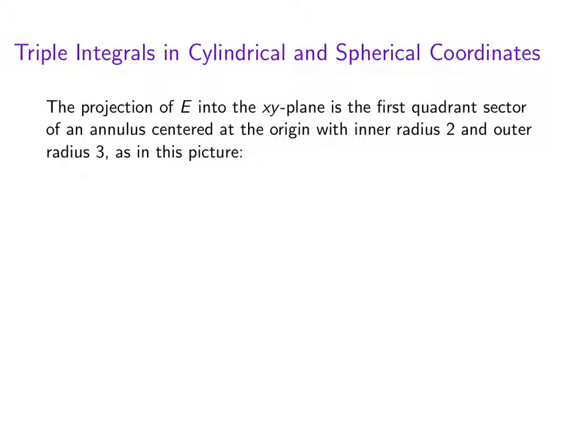Let's take a look at the projection of E into the xy plane. It's going to be the first quadrant sector of an annulus centered at the origin with inner radius 2 and outer radius 3. Here's the picture.